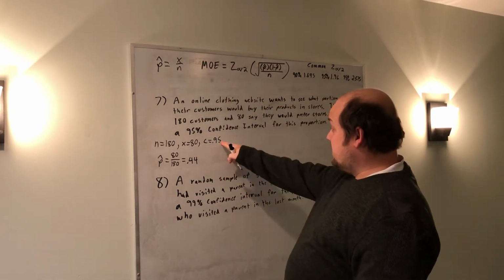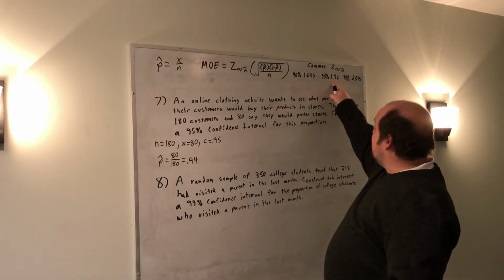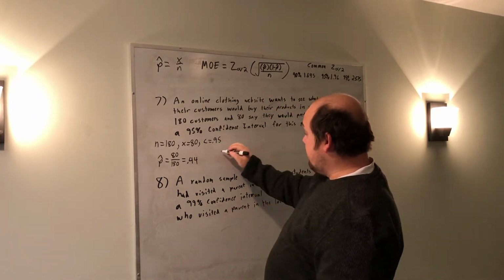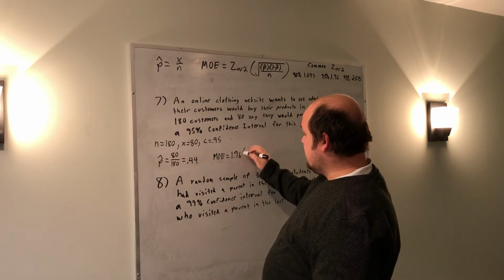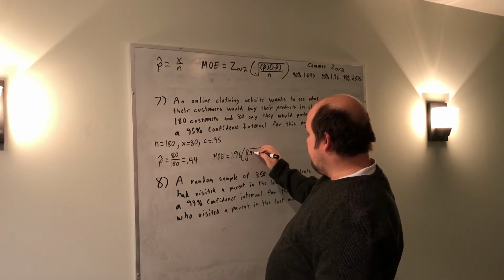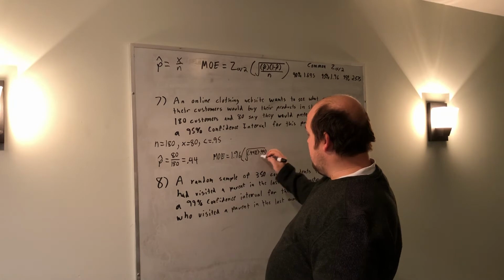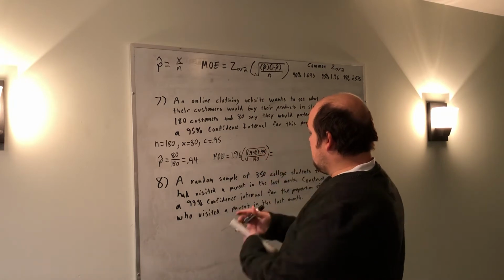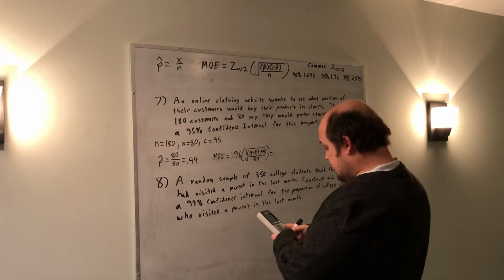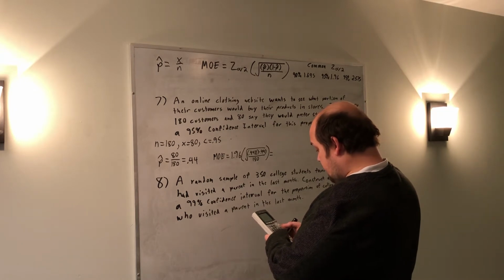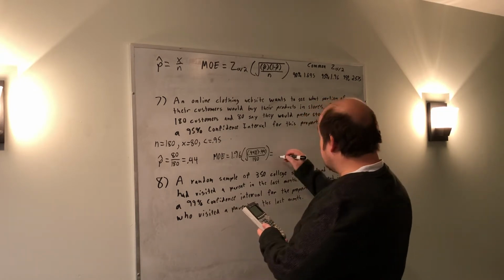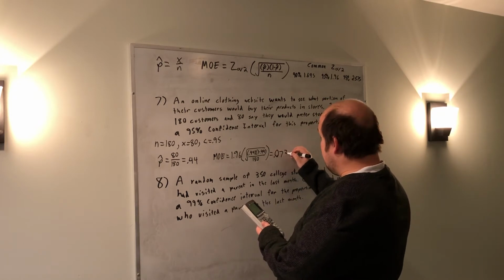I now need to connect 95% to 1.96, as it's the alpha over 2. So my margin of error becomes 1.96 times the root of 0.44 times 1 minus 0.44 over 180. When I put that in my calculator, 1.96 times the root of parentheses 0.44 parentheses 1 minus 0.44 divided by 180, all under the root, I get 0.073.